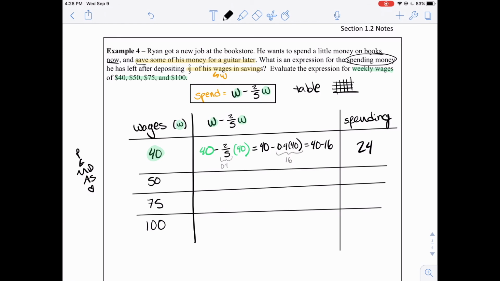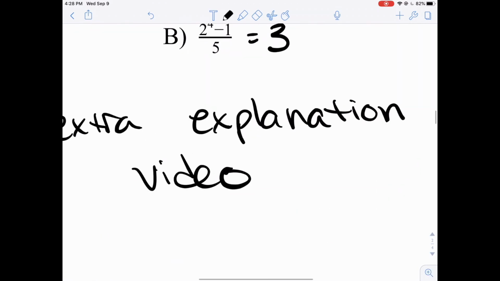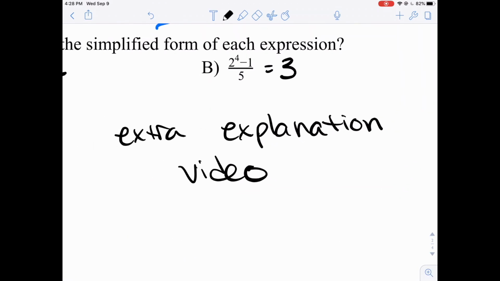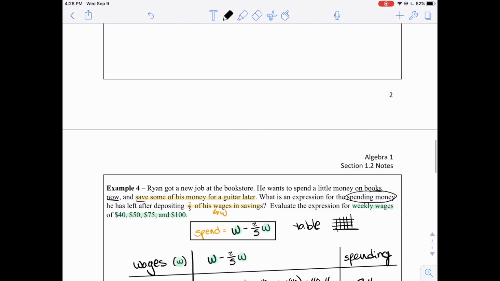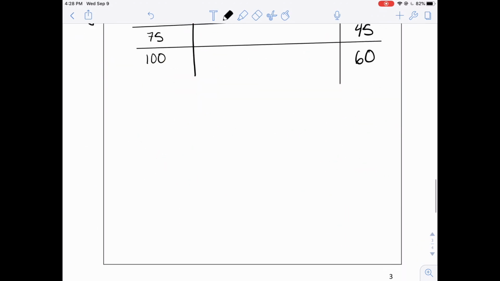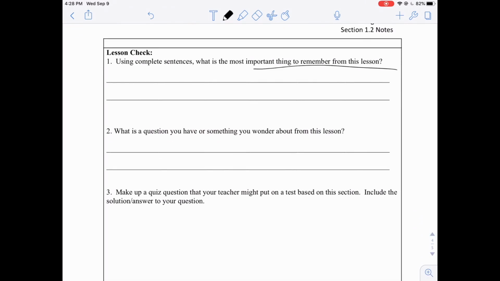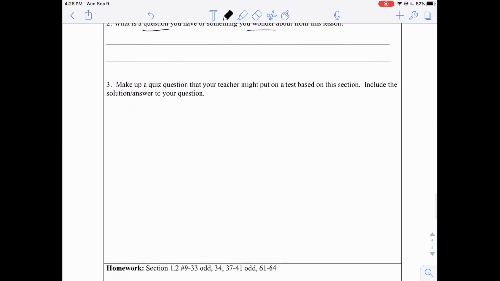All right. Did you get 30, 45, and 60? If so, good job. If not, remember to go back and find the extra explanation video for a more in-depth look at this example. That's our lesson on order of operations and evaluating expressions. Go ahead and include the most important thing to remember from this lesson, a question you have or something you wonder about, and invent a question.